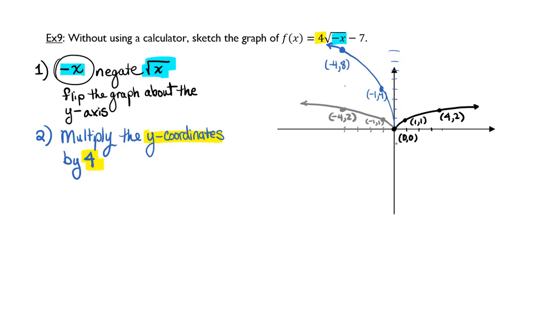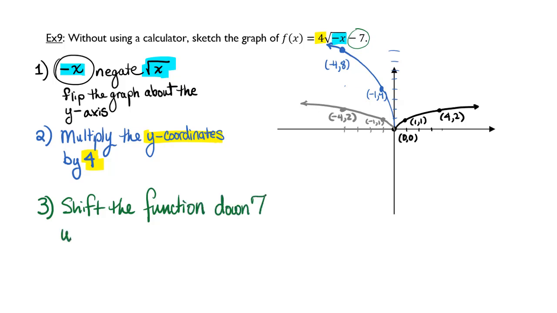And remember, 0, 0 is not going to be affected because when you multiply 0 times anything, you still get 0. When you negate 0, you still get 0. However, the last step is going to be shifting the whole thing down 7. That is going to affect the y coordinates. So subtract 7 from all the y coordinates.